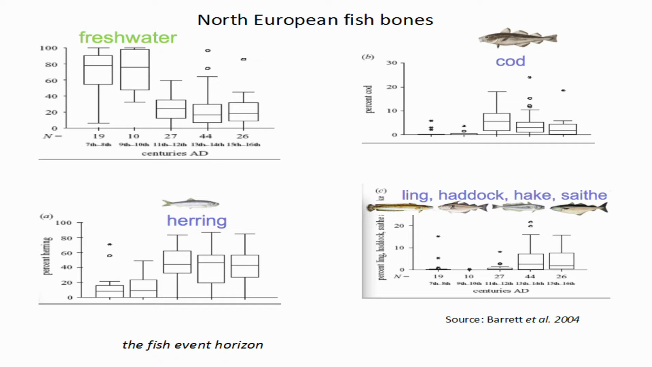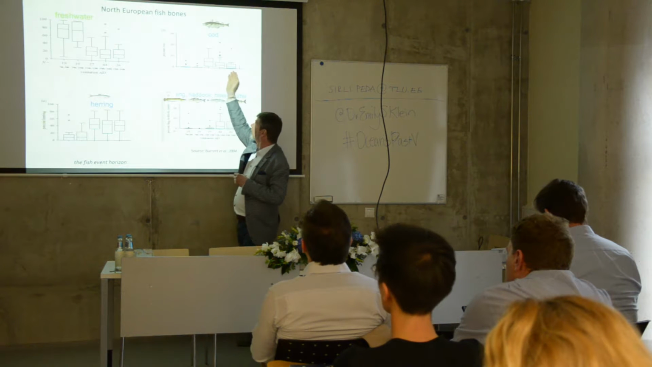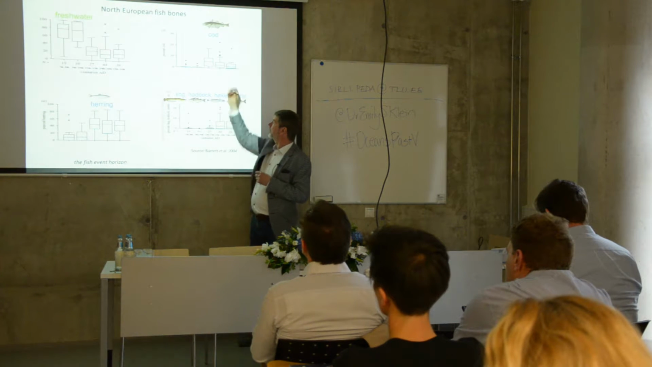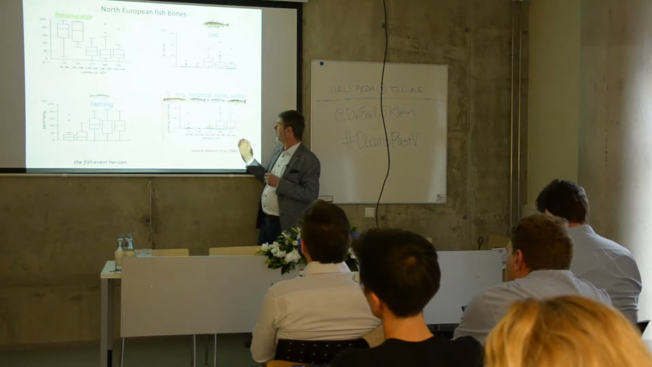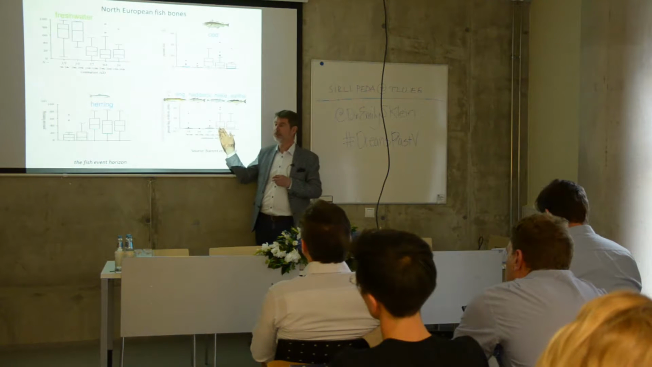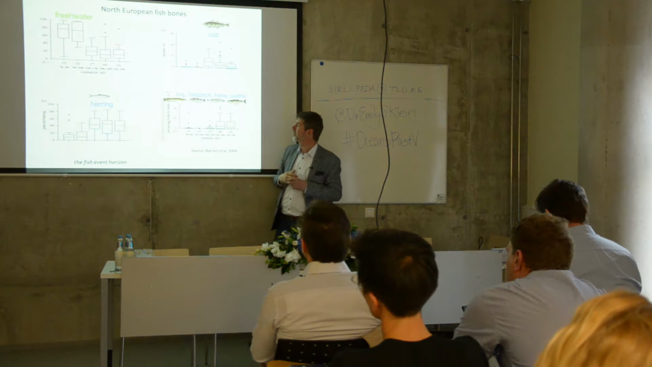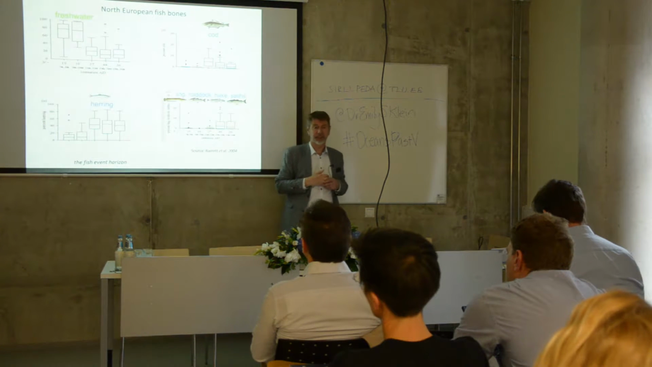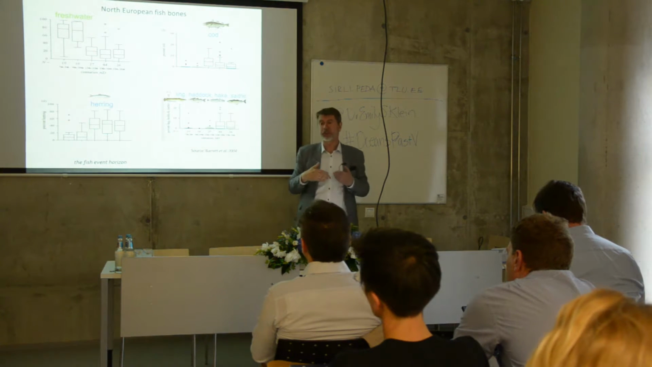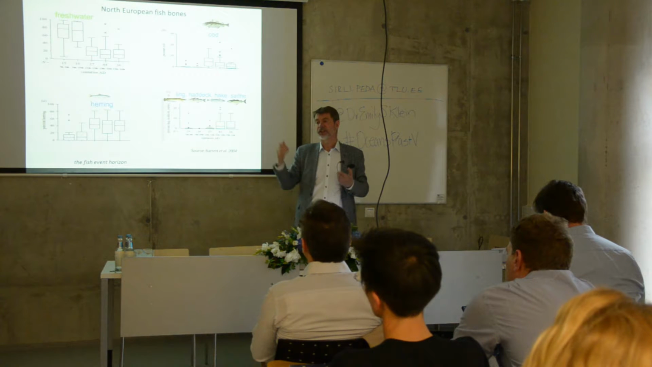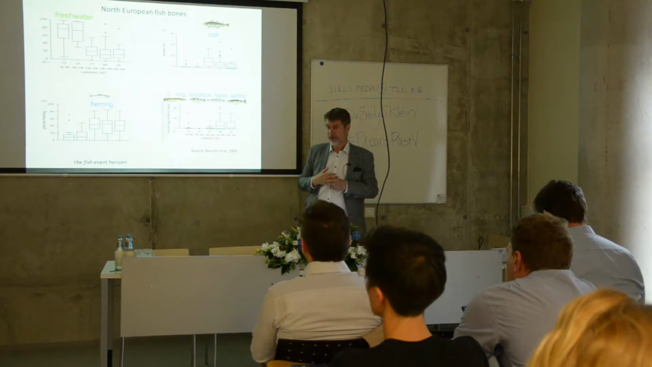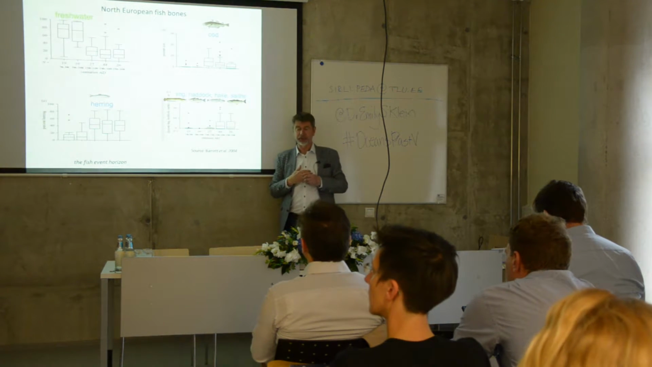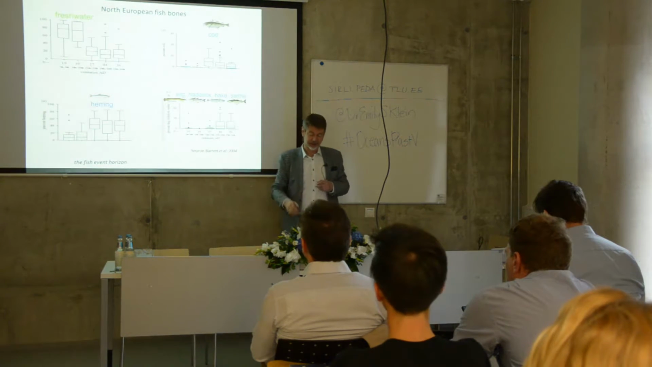In the 7th to 10th century, freshwater species bone are really coming up in these settlement layers, whereas by the 11th century, herring bone suddenly show up, and a little later, the more demersal species, cod, and in the 13th, 14th centuries, even deep water species such as ling, haddock, hake, and saithe are being targeted in what must have been operations that would take fishermen out to sea for several days in decked vessels.